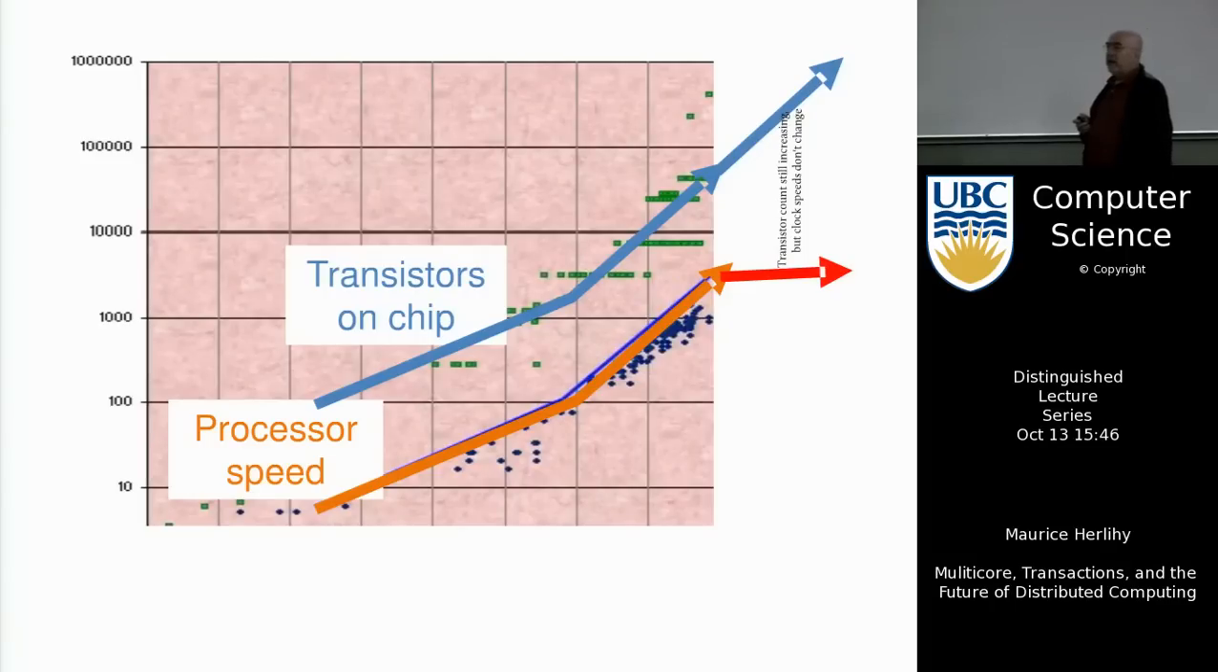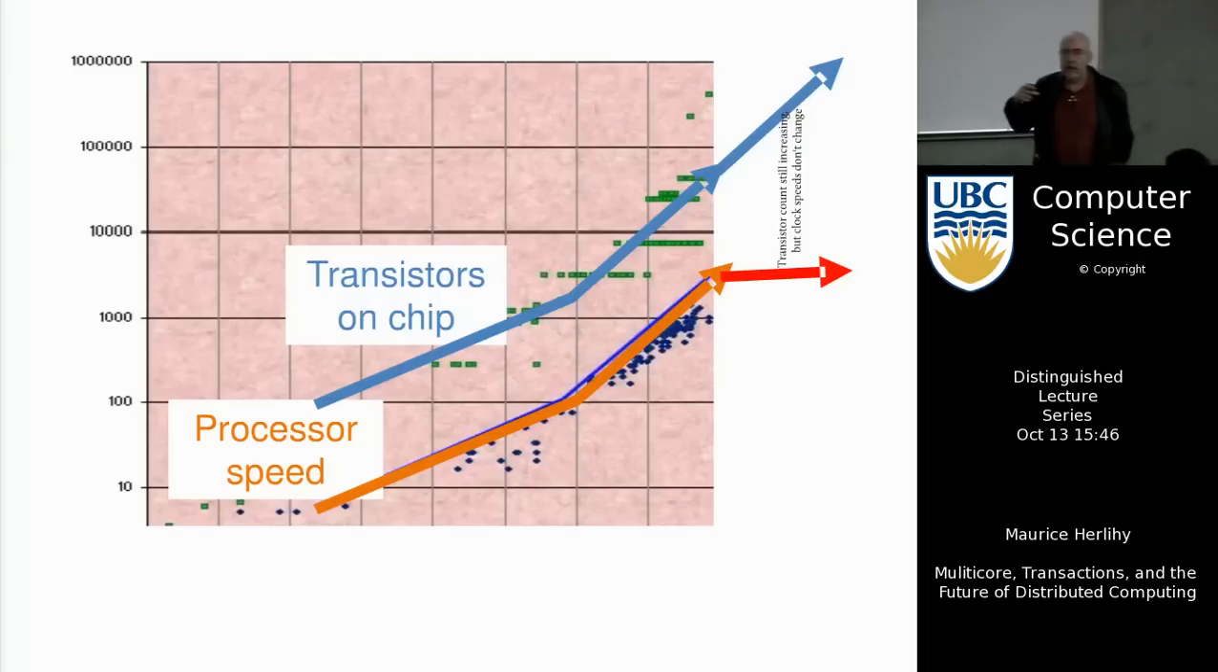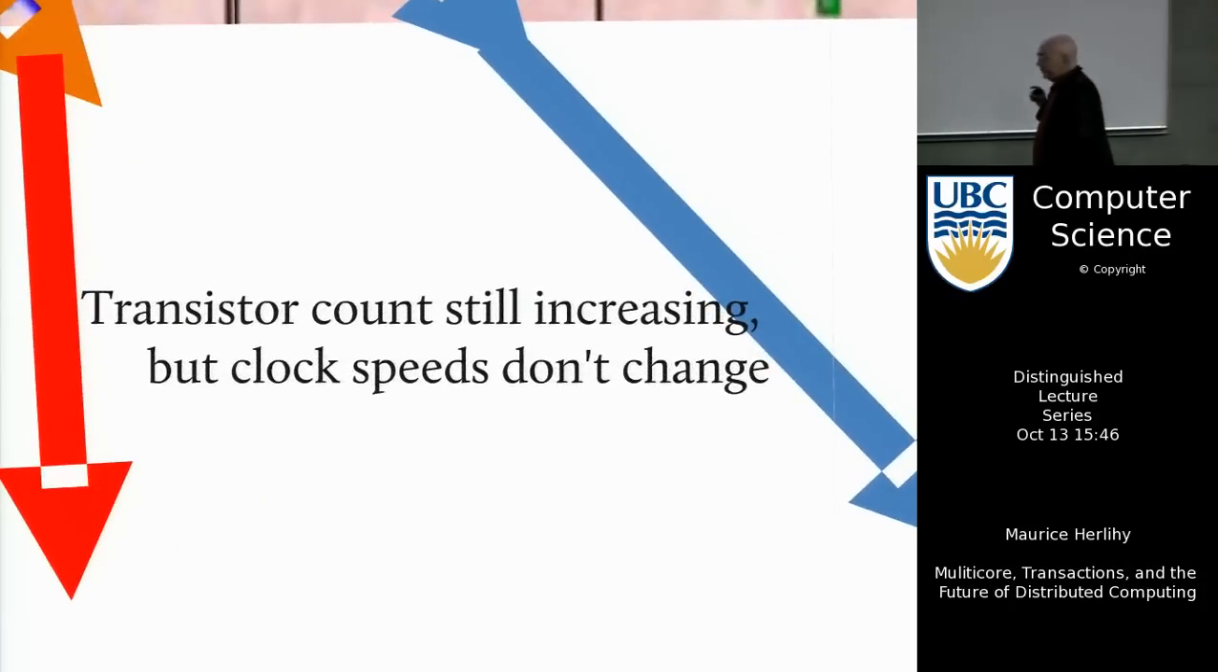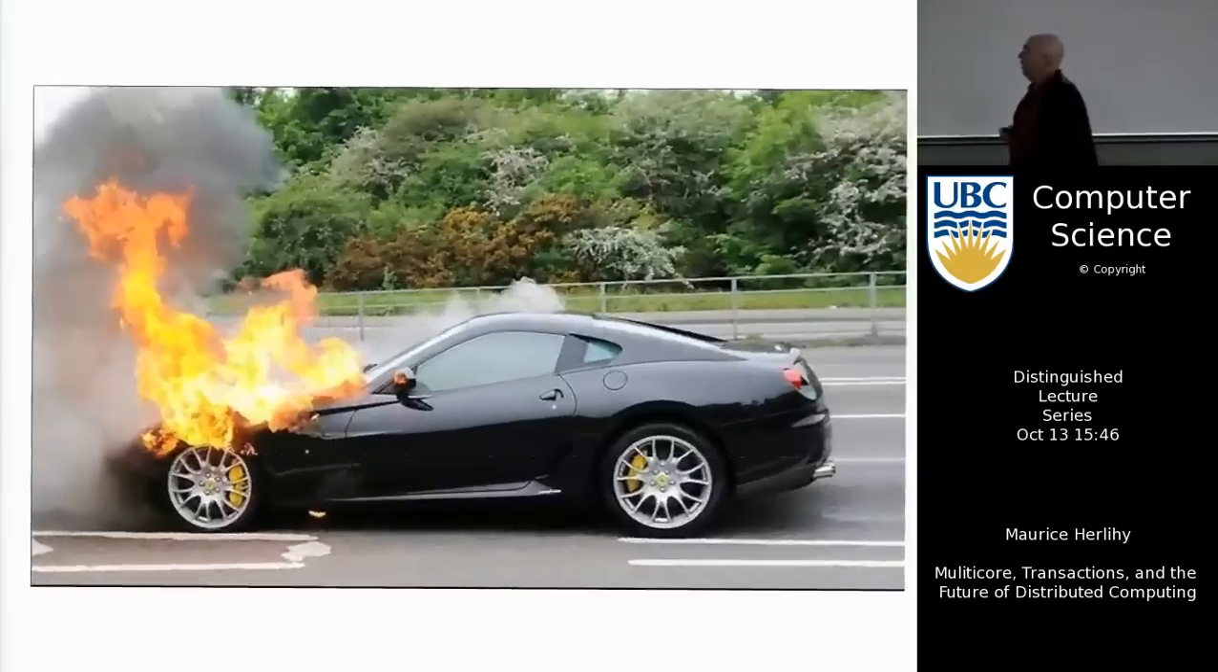So the laptop you buy next year won't be significantly faster in terms of clock speed than the laptop that you bought last year. And the question now is, well, what's improving? We have more transistors, but they don't run any faster. What can we possibly do with this sort of thing?